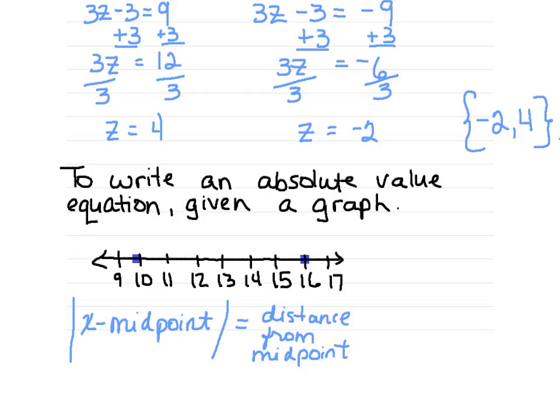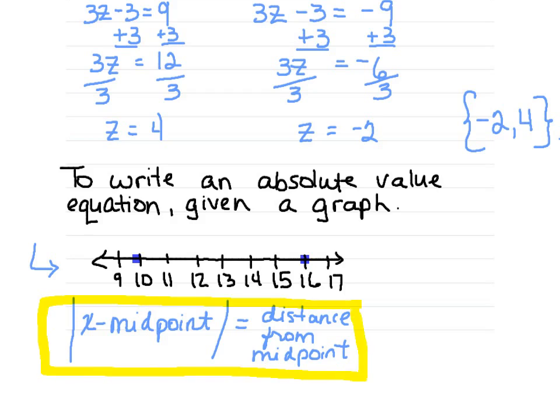Okay, to write an absolute value equation given a graph. Let's suppose we're given this graph right here. And there are two numbers that are your solution, the number 10 and the number 16. You will use the following format in order to write your absolute value equation. Okay? Absolute value of x minus the midpoint, the number right in between those two solutions, in this case 10 and 16, is equal to the distance of each solution from the midpoint.